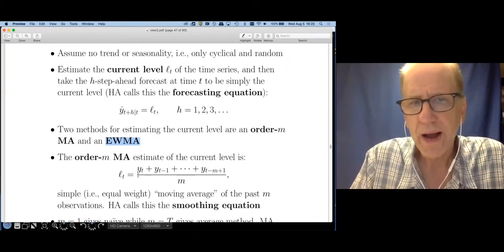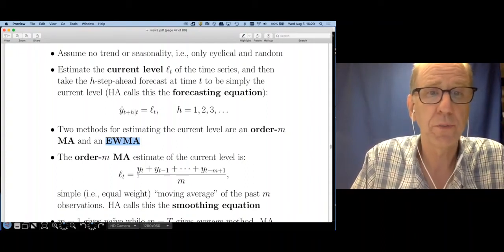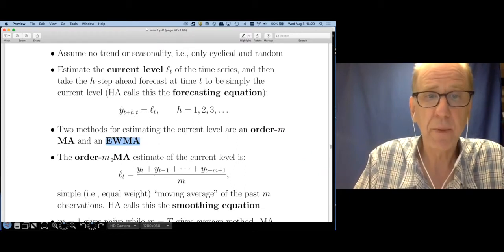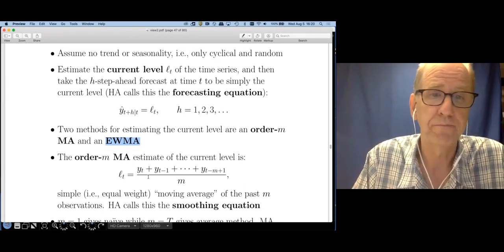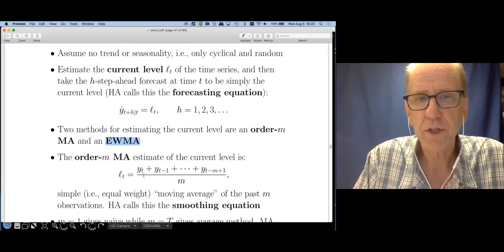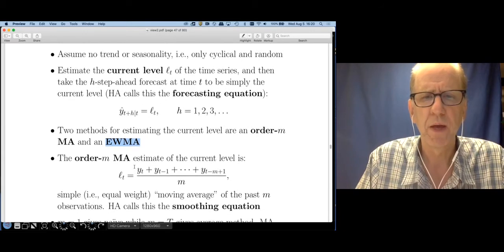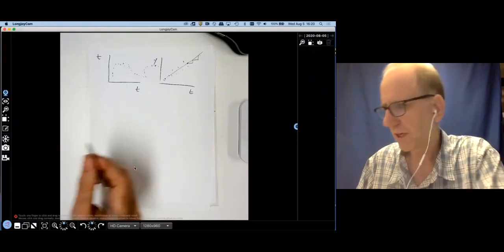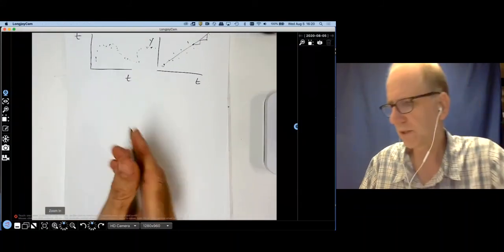So we're not going to do the centered moving averages that we were using for description. Instead, we're going to just take the m most recent values, so this is really simple, and average them. Now, that average is going to give me the level at time t. So maybe it makes sense for me to go sketch this out, and maybe I'll make it a little bit bigger so that we can see this a little bit more easily.